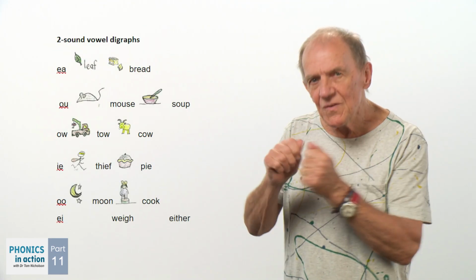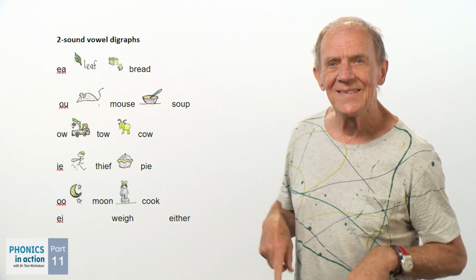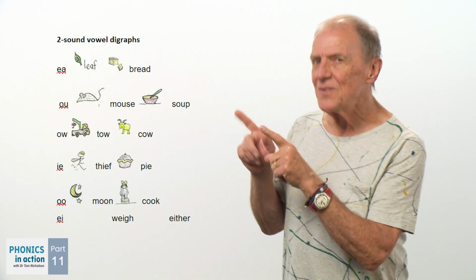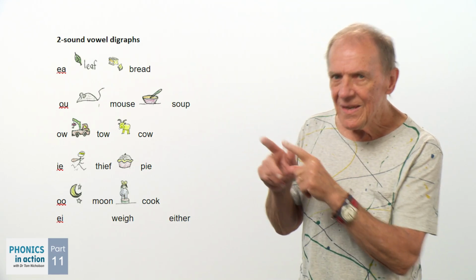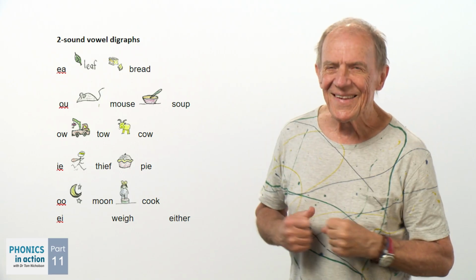Another check you can do is straight up ask them to tell you the two sounds for each of the digraphs on this chart. Now, if they find some of those digraphs tricky, then you have to teach them.